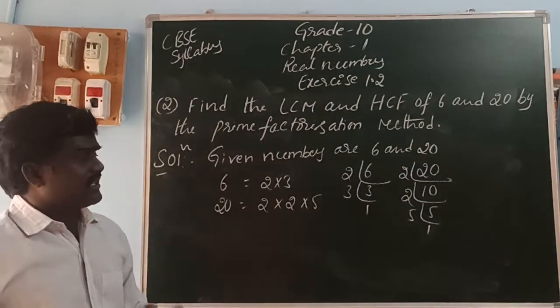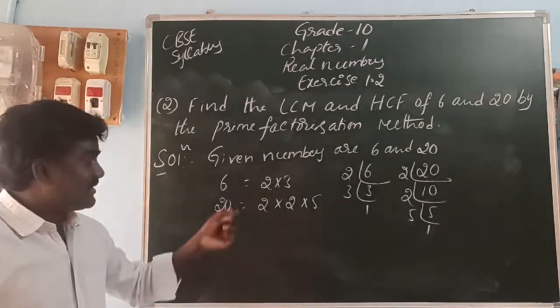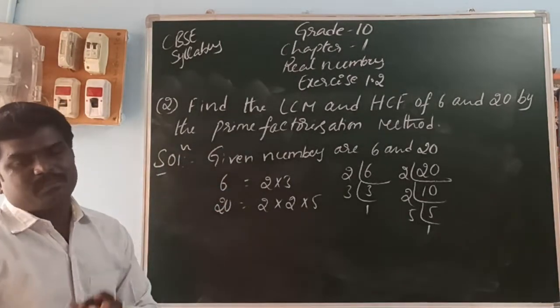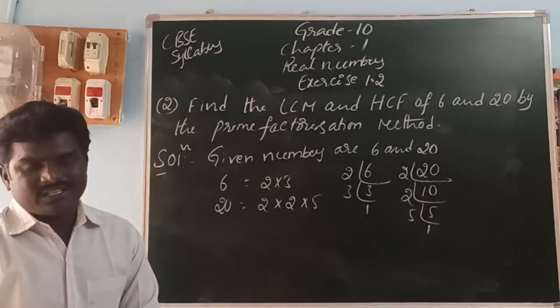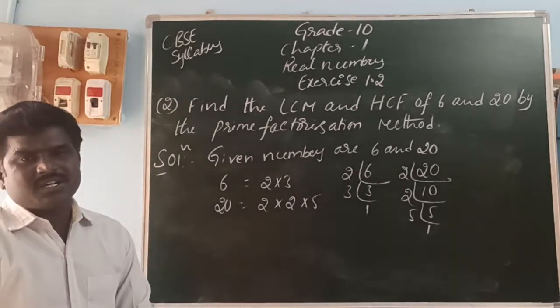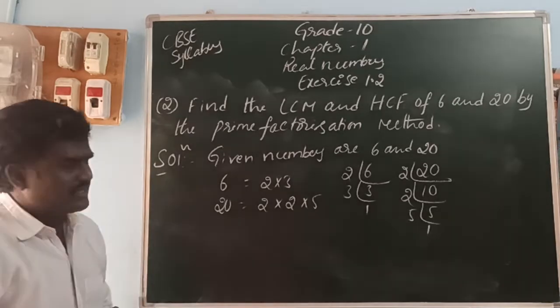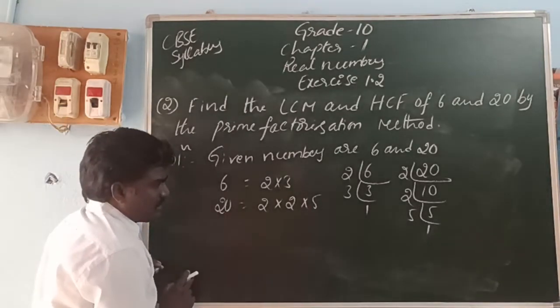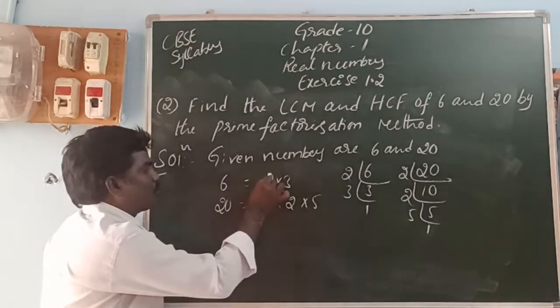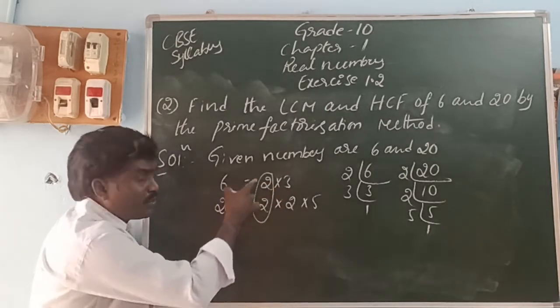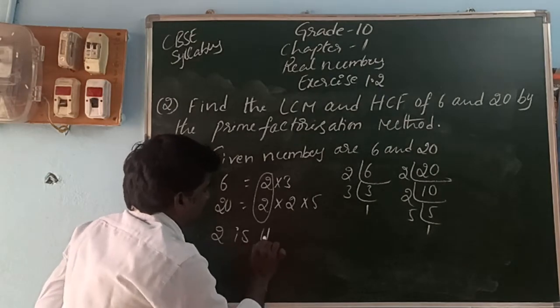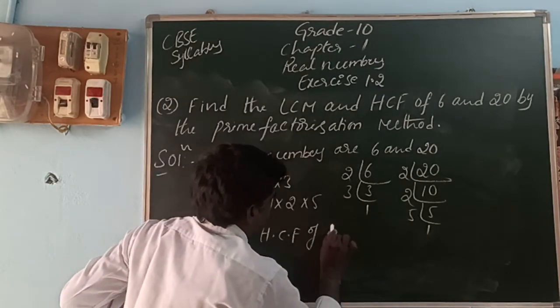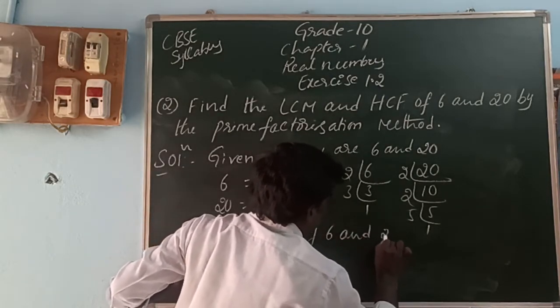So now how can we find the HCF and LCM for these two numbers using prime factorization? For HCF, we take the product of the least powers of the common prime factors. In these two prime factorizations, what is the common prime factor? Two is the only common prime factor. So therefore 2 is the HCF of 6 and 20.